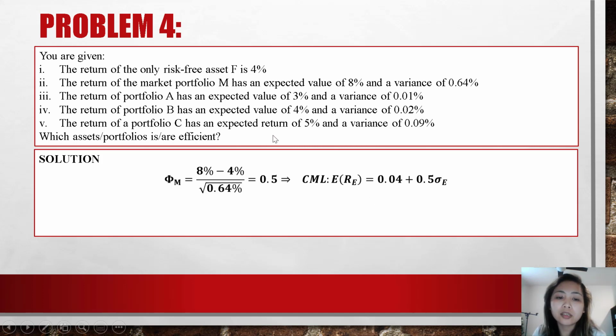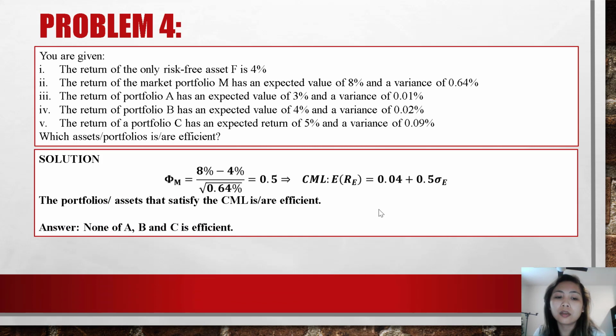And now if we look at C, we got 5%, subtract 4% is 1%, divided by 0.5 is 2%, but here we got the variance of 0.09%, so it's not correct either. So we got A, B, C, none of these is efficient. None of A, B, and C is efficient. So we don't have any efficient portfolio here, except F.